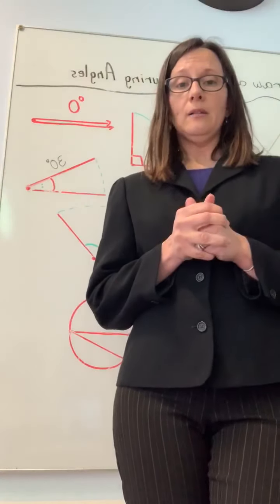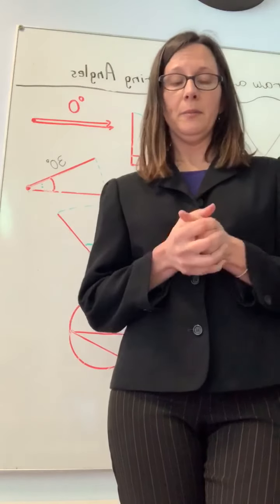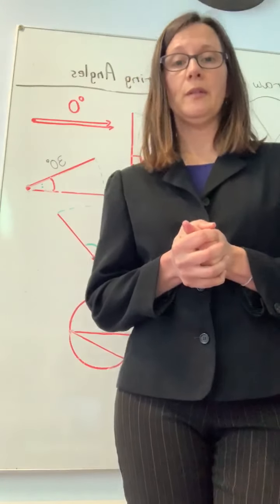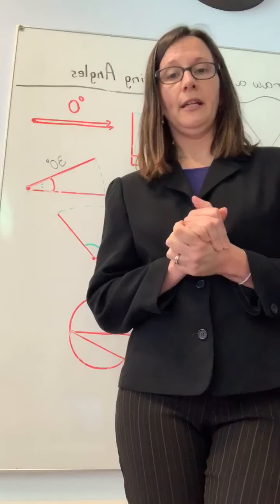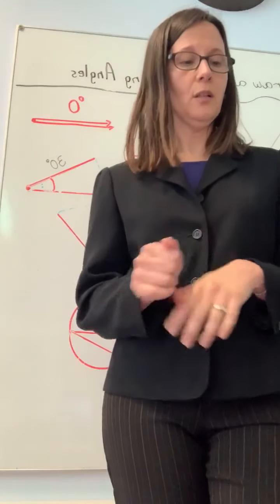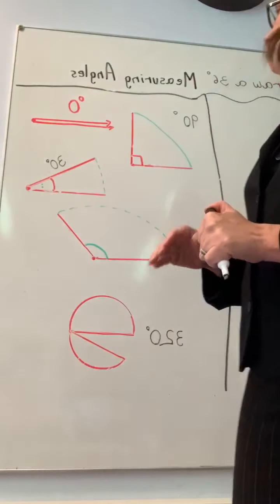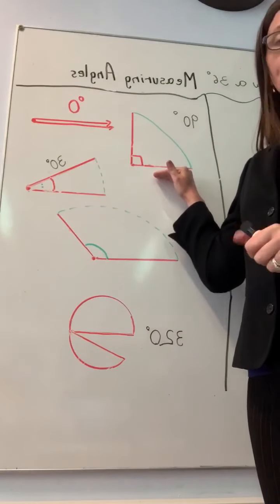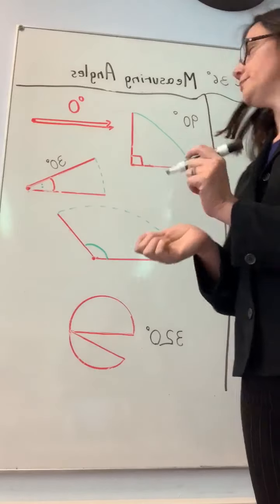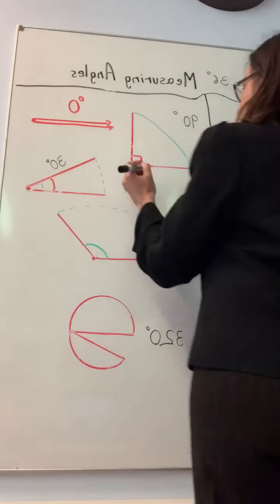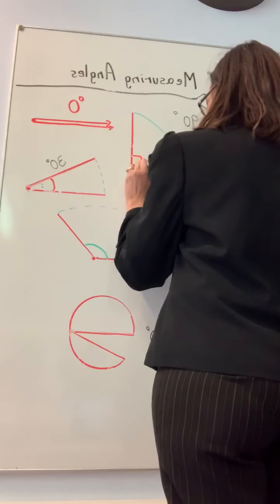So let's talk a little bit more about angles before we start using our protractor today to measure angles. To refresh our memory, this one, like we said, is a 90-degree angle. The name of this angle is right. It's a right angle.